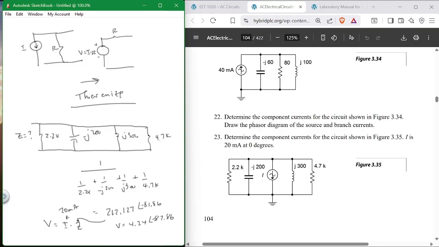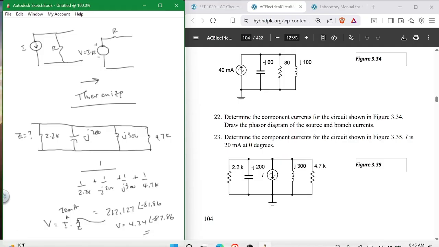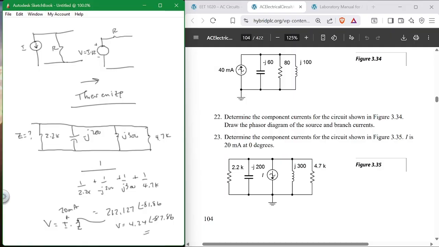Now the I across each of the components is V divided by that one. I total, excuse me. When you get to this point, you cracked it. What is the I through the 2.2K? It's 4.24 over 2.2K. What is the I through the capacitor? It's 4.24 over minus J200. What is the I through the J300? It's 4.24 divided by J300. What is the I through the 4.7K? It's 4.24 divided by 4.7K. Does everybody follow that?